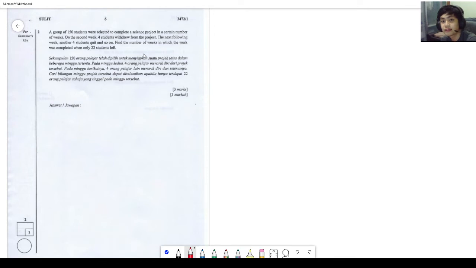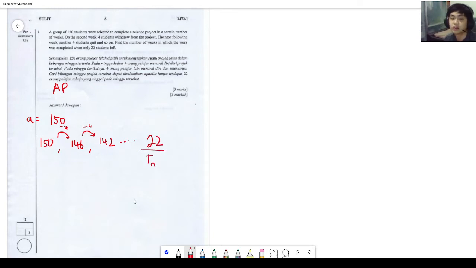So this is actually an arithmetic progression, or we call it AP, because we know that you started off with 150 students, and from this 4 students leave every week. So we can see that the common difference is -4 because they leave. They finished the project when there were 22 students left, so we do not know what position this is, but we can denote it as Tn. We have the formula for arithmetic progression where Tn equals a plus n minus 1 d. We know Tn, a, and d, so we can solve for n, which is the position.